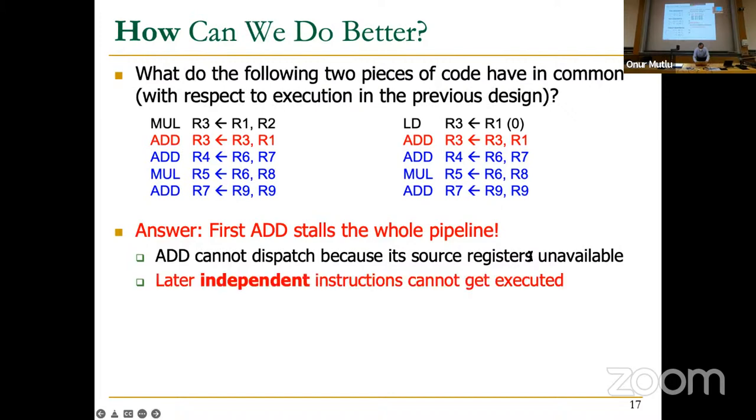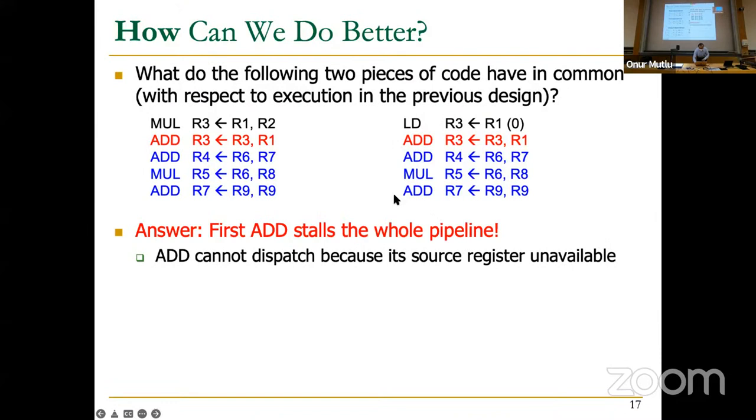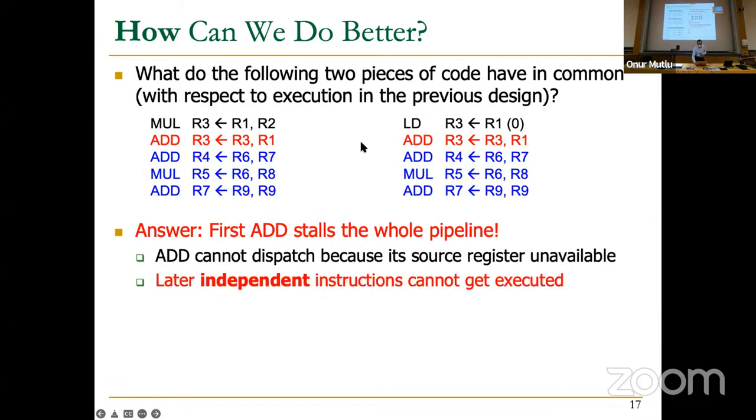Maybe I should fix it. So dynamic error correction is a good idea. Okay, yeah, because the R1 is available. Okay, and as a result, the important thing is later independent instructions cannot go into the pipeline and cannot get executed. But you can see that these are blue, meaning that they have nothing to do with the values that are going to be produced by the multiply and the load.